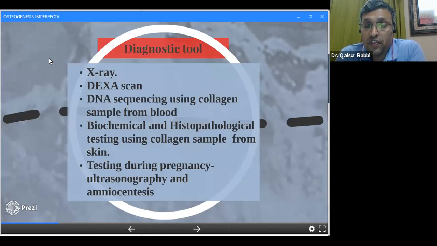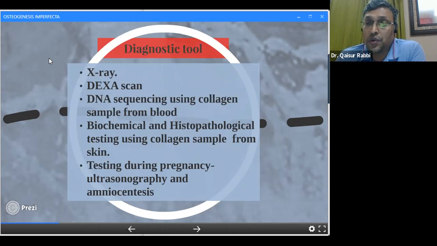Intrauterine chorionic villus sampling, amniocentesis, and sometimes 4D or 3D ultrasonogram can also detect osteogenesis imperfecta in the early or prenatal scan. In the 20 weeks scan, we can get a good picture in ultrasonography. And amniocentesis and chorionic villus sampling are almost 100% accurate to find out whether that child is suffering from osteogenesis imperfecta or not.